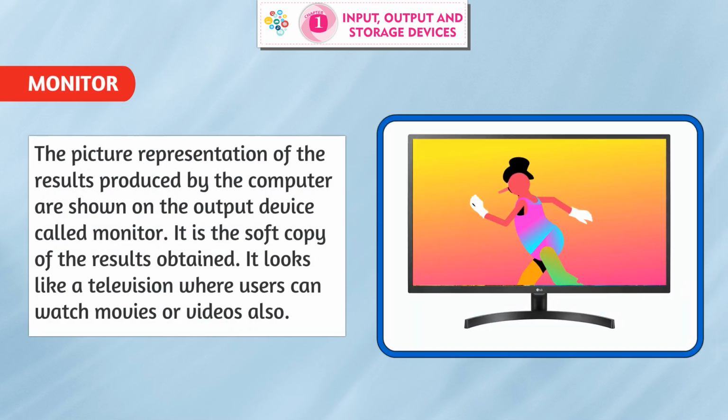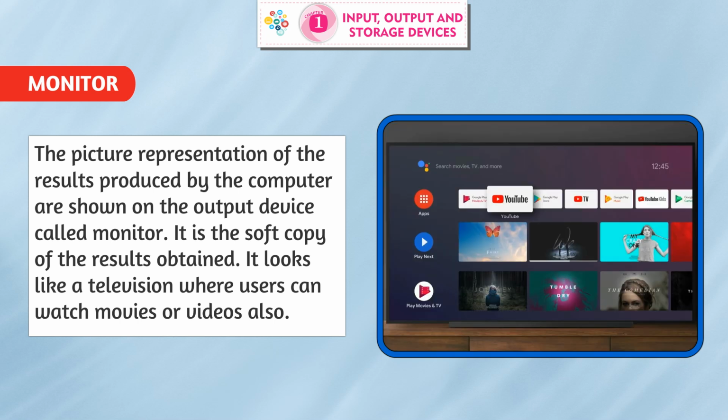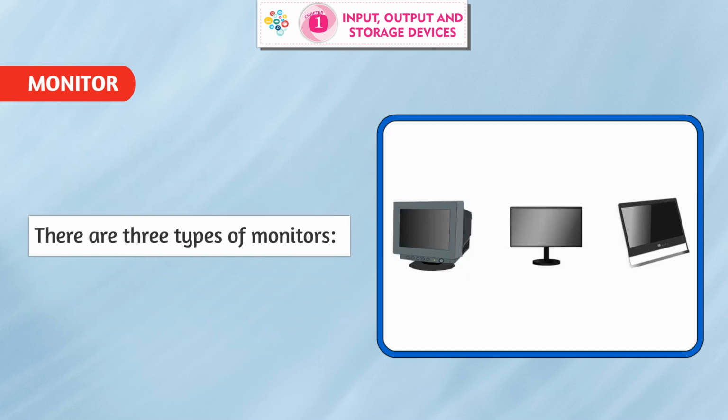Monitor. The picture representation of the results produced by the computer is shown on the output device called monitor. It is the soft copy of the results obtained. It looks like a television where users can watch movies or videos also. There are three types of monitors.